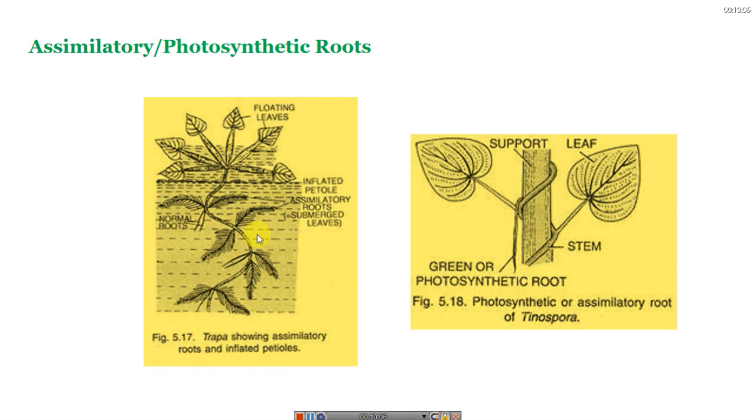In case of Trapa, here you are seeing the assimilatory roots. These remain submerged in the water, but as they are green, they absorb light and carry out photosynthesis. In case of Tinospora, that is Giloy, we see green or photosynthetic adventitious roots in rainy season that also provide the assimilatory power to make carbohydrates.